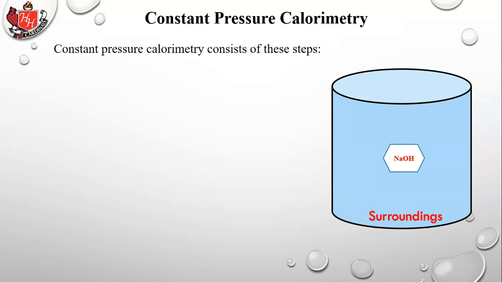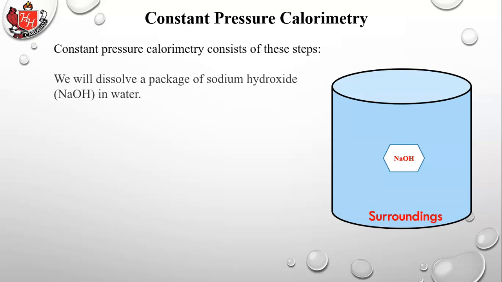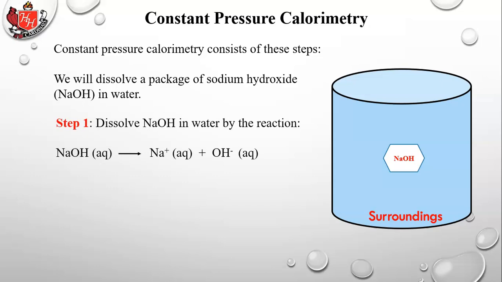Constant pressure calorimetry consists of these steps. We will dissolve a package or just an amount of sodium hydroxide, NaOH, in water. So first we do that dissolution. That's a decomposition reaction. So sodium hydroxide breaks into sodium ions and hydroxide ions in water. And that's an aqueous solution, meaning that it's a solution, it's not pure water.